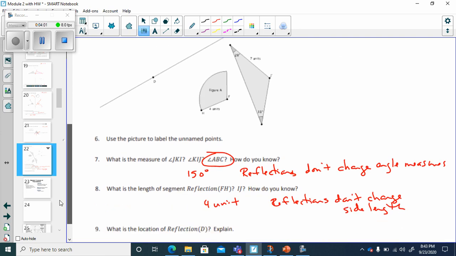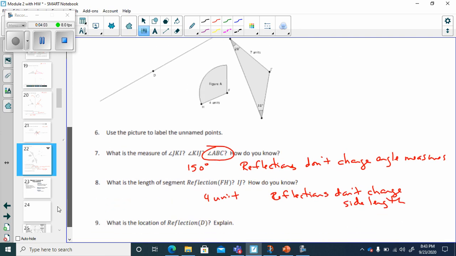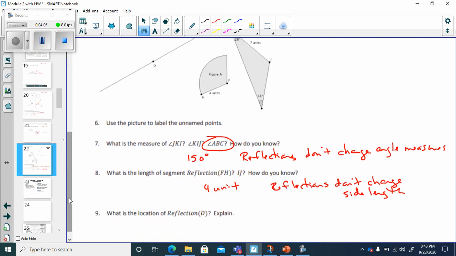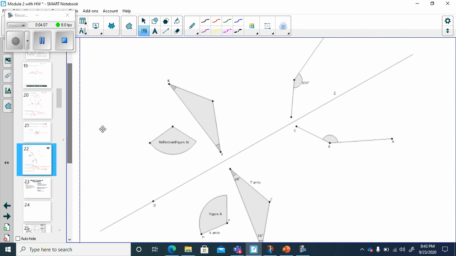Then it asks you about the length of line segment FH and IJ. Let's look at this. FH is 4 units long. Its reflection, which is over here, would be the same length, 4 units long, right? How about I prime, J prime? Wouldn't that correspond to this segment here? Wouldn't that segment be 7 units, since this one's 7?